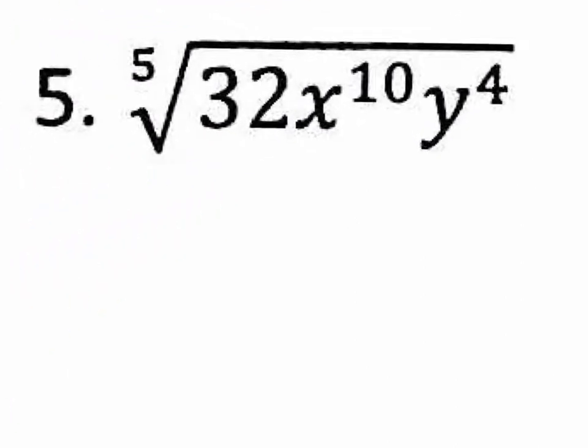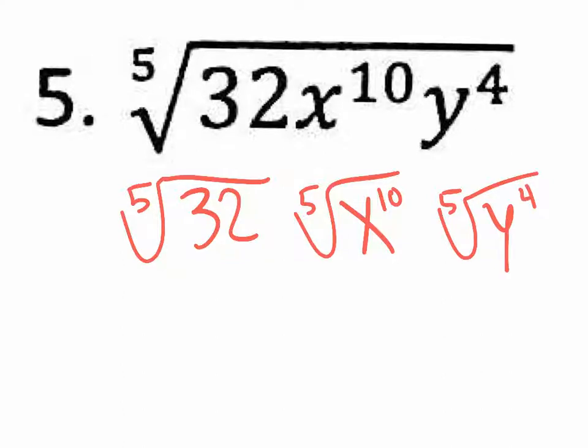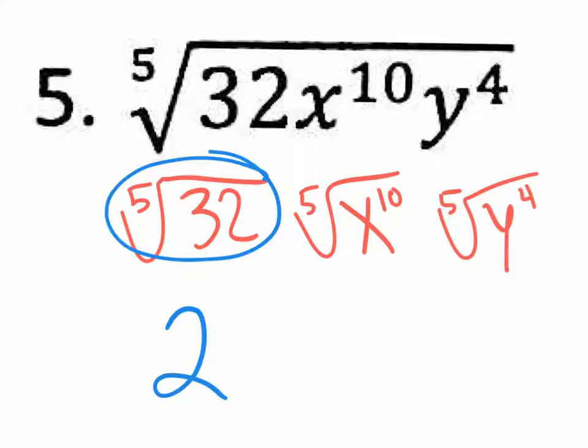What's our first step? Split it. The 5th root of 32. What times itself 5 times gives you 32? 2. And if you don't know, just guess and try it. 2 times 2 is 4, times 2 is 8, times 2 is 16, times 2 is 32. So 2 to the 5th really is 32. So the 5th root of 32 is what? 2.